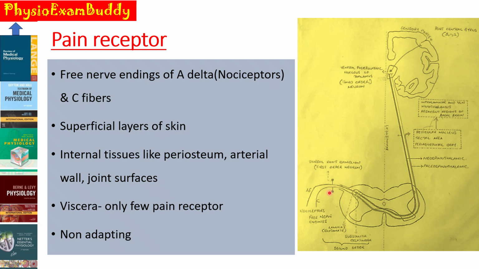So these receptors are mainly located in the superficial layers of the skin as well as in the internal tissues like periosteum, arterial wall, joint surfaces, etc. Then in viscera there are only a few pain receptors, and this pain receptor is an example of the classical non-adapting type of receptor. So while drawing the pathway, first of all you should draw a midline. Then the spinal cord, the central canal should pass through the midline, and you know that the receptors are A delta for neospinothalamic and C for the paleospinothalamic.